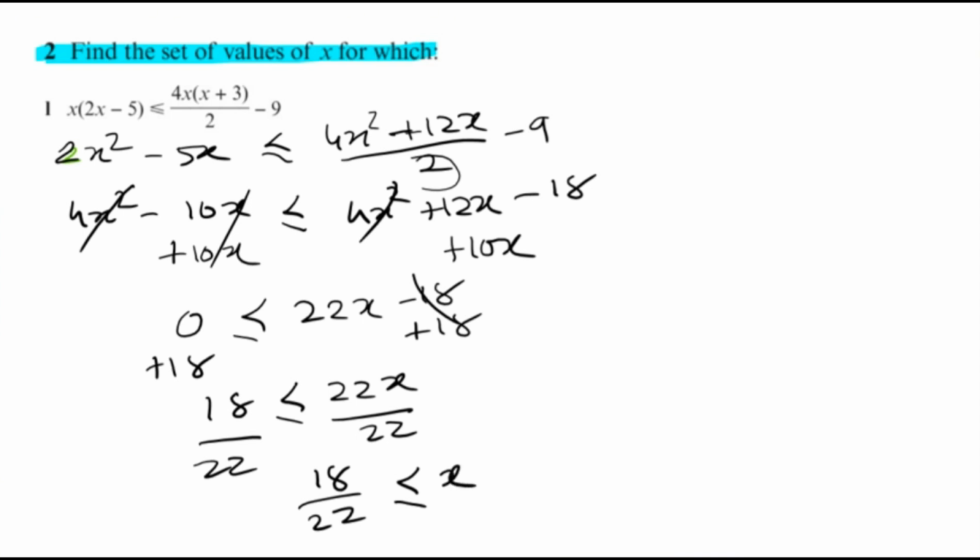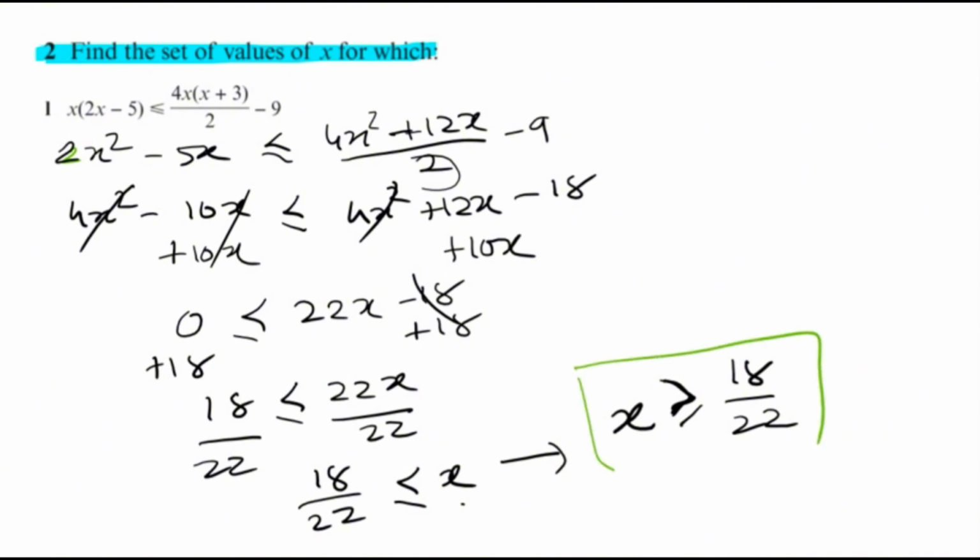This is our answer. But normally we write the answer in the form x greater than or equal to 18 over 22. Very important thing: when you change the x side here, you have to change the inequality sign. So the range for x we are getting is greater than or equal to 18 over 22. And you can still simplify it, so you will get 9 over 11. So this is our final answer.